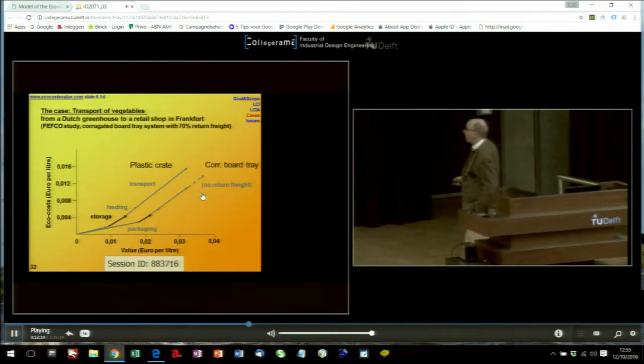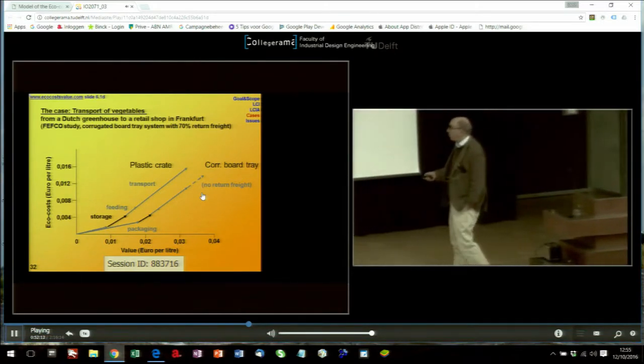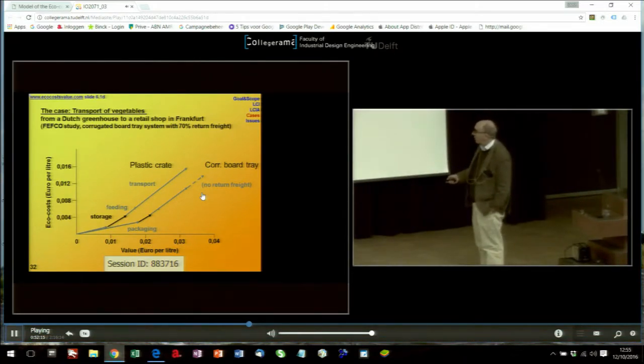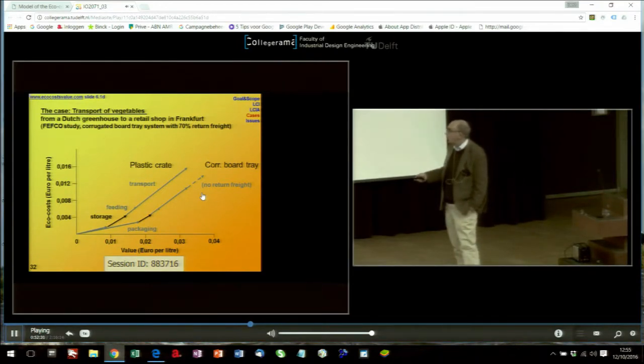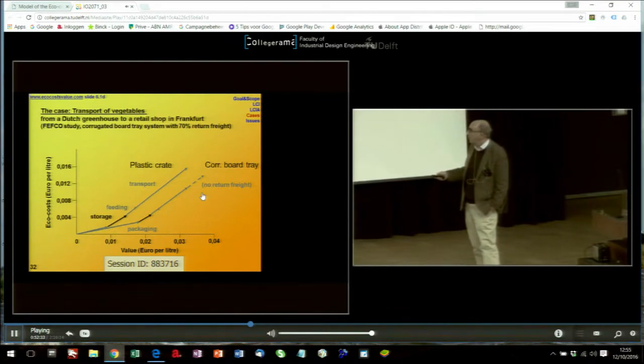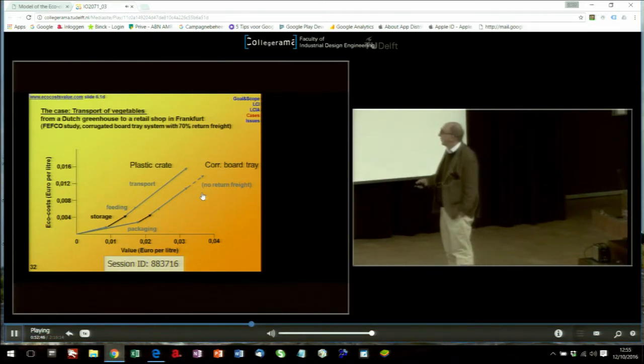We hebben dat hier. In this figure, we see the eco-costs at the y-axis and the price at the x-axis. What you see is the total transport chain, including storage and including the feeder lines from the greenhouse to the auction. The total picture is the system with crates has higher eco-costs than the system with boxes. The reason is that transport as well as storage is more for the crates because of the empty crates. What you also see is that the price for the crate system and the corrugated board box system is the same. So the box system is okay from the point of view of transport costs.